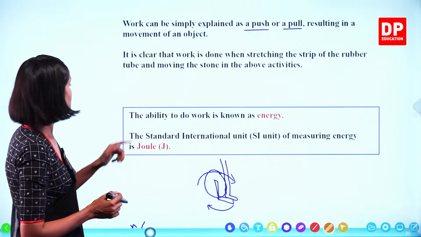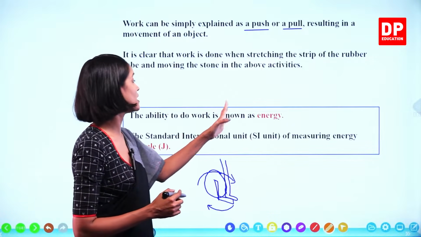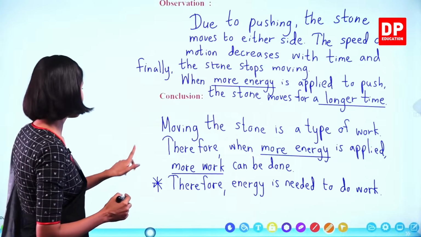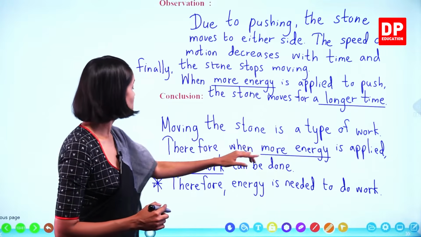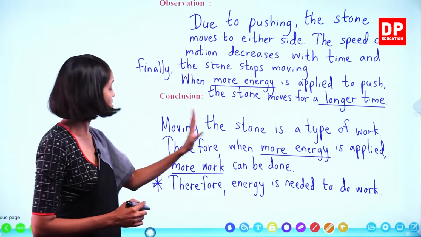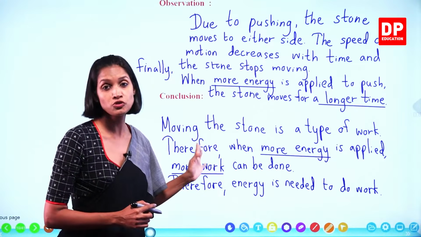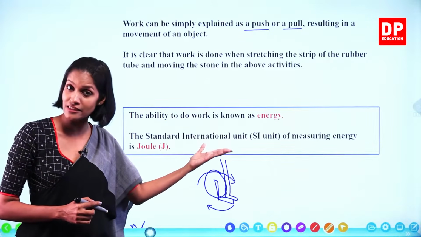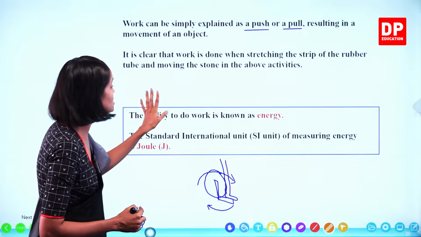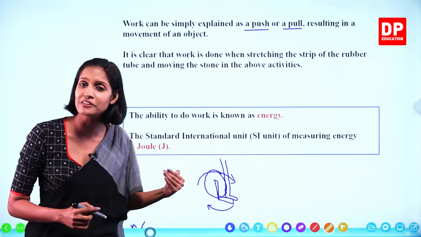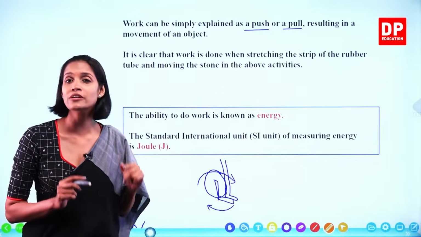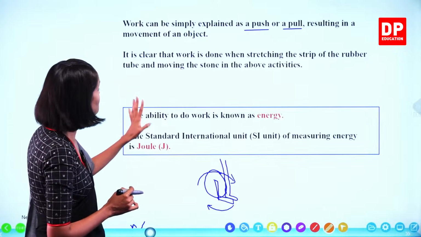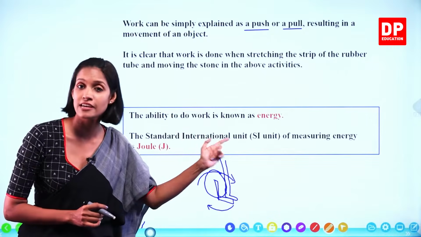So look at this one. The ability to do work is known as energy. So in the previous activity, we discussed that when more energy is applied, more work can be done, which means energy is needed to do work. Okay, children, so what is energy? We can define energy in another way. The ability to do work is known as energy, because to do any work, we need energy. Without energy, we cannot do any work. Right, children? Therefore, the ability to do work is known as energy.